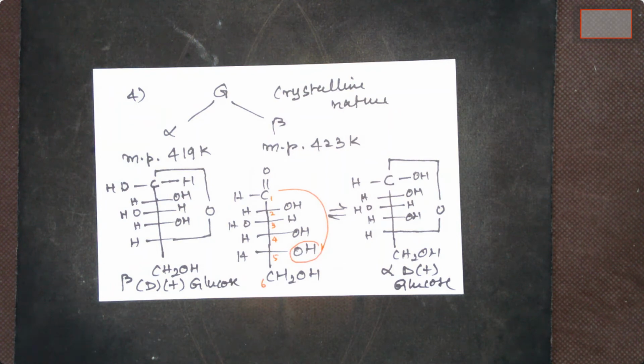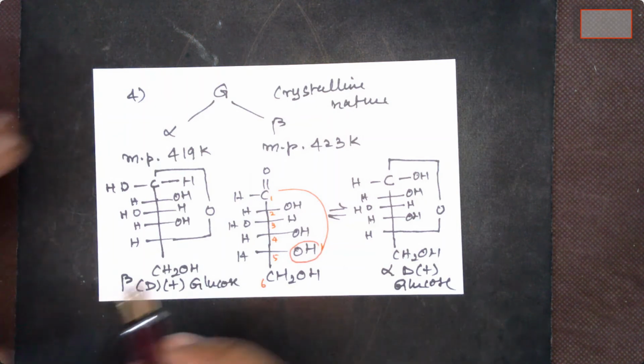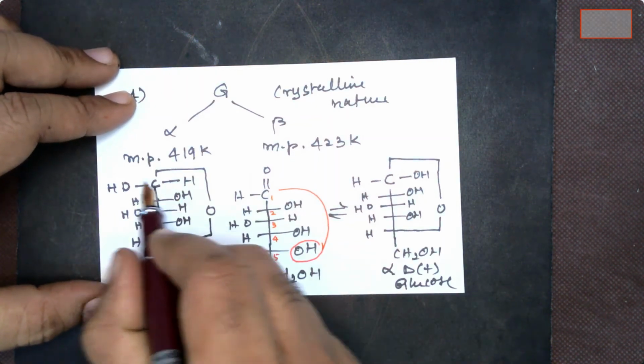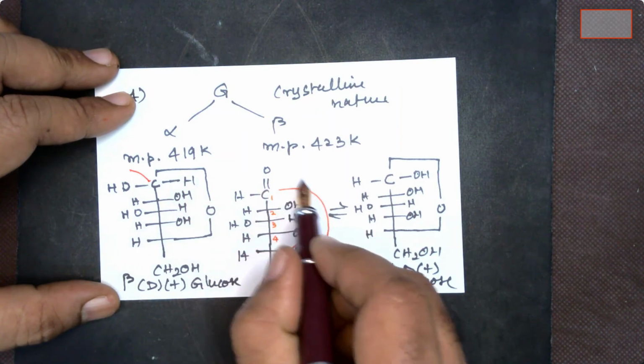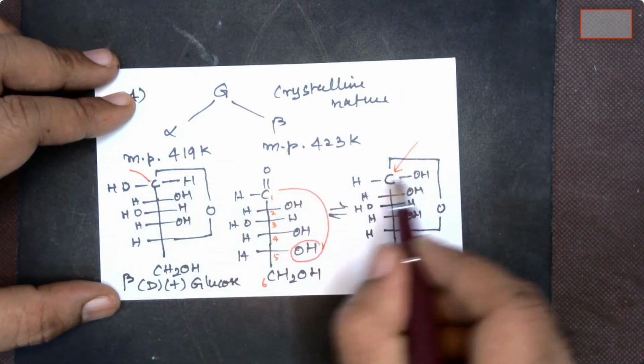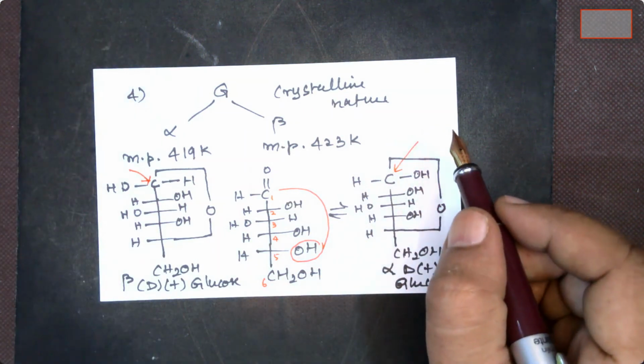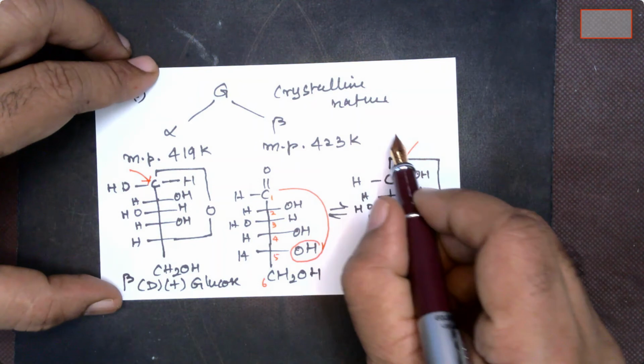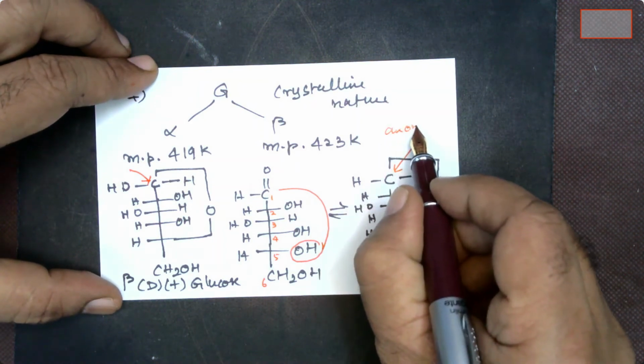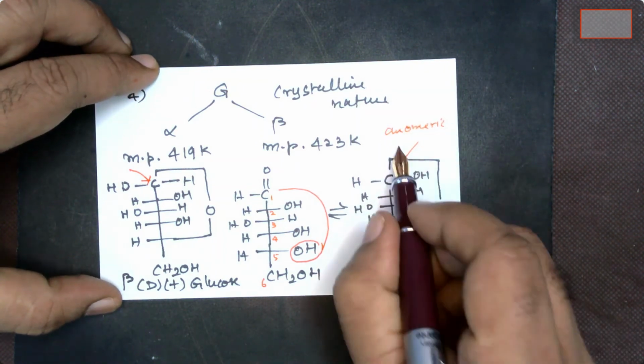In this cyclic hemiacetal, the top carbon is called the anomeric carbon. Which one? The first carbon that is involved in the hemiacetal ring formation. So this carbon, similarly this one, they are called anomeric carbon. Please take down: anomeric carbon.